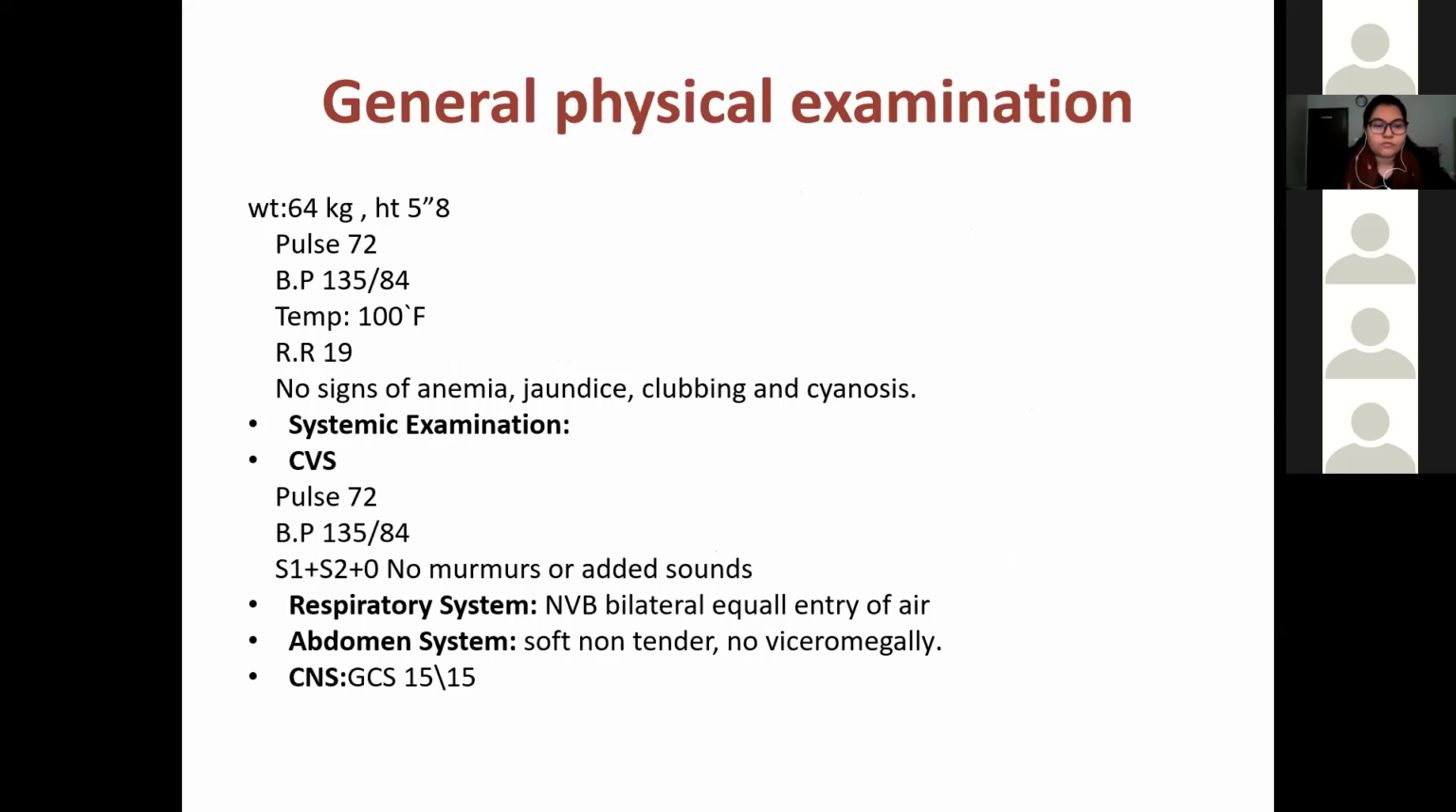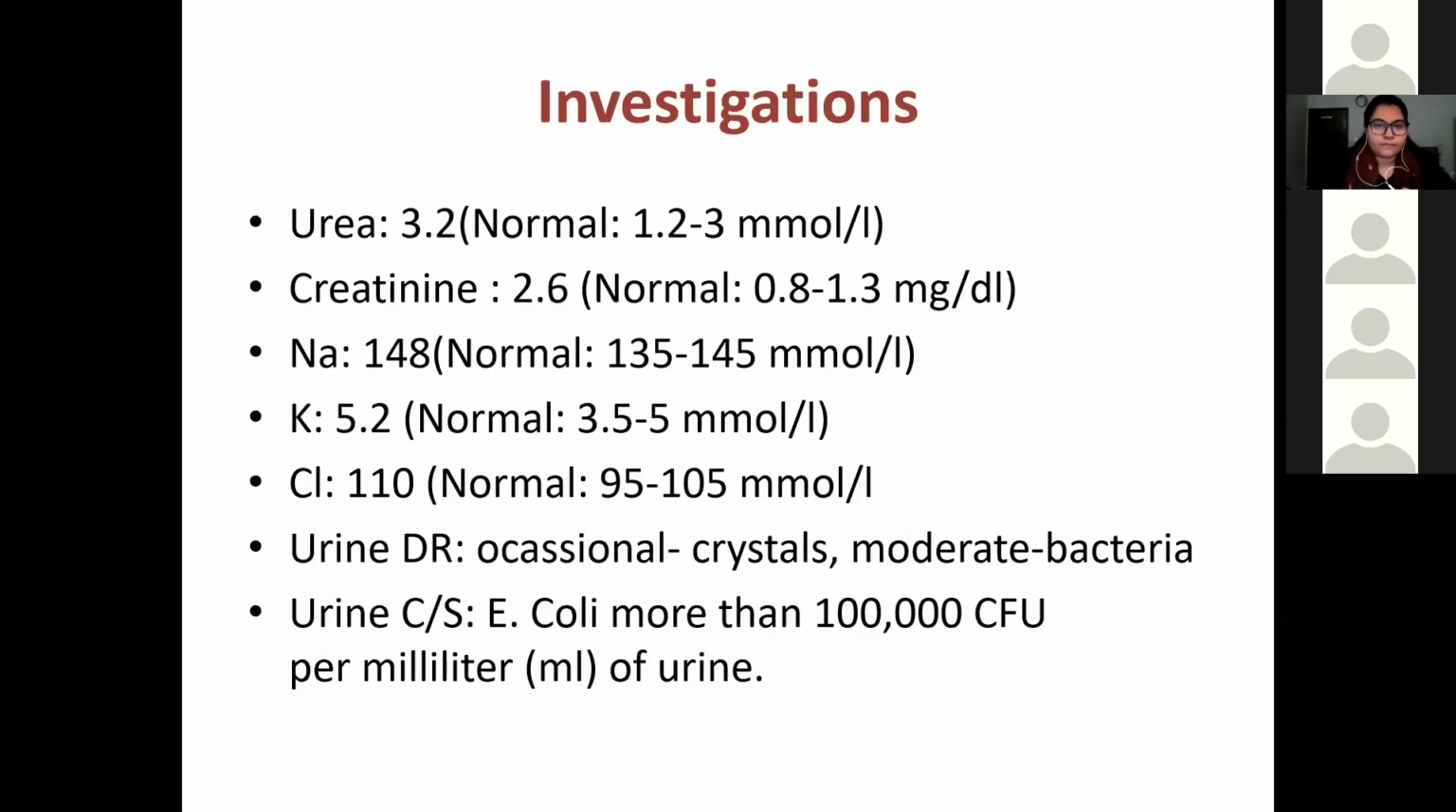His pulse was 72. BP was 135 by 84. There were no murmurs noted. Respiratory system was normal, abdominal system was normal, and GCS was 15 by 15. When we did the basic investigations, the urea was 3.2, which is a raised level. Creatinine was also increased, at 2.6. There was also hypernatremia, at 148, and hyperkalemia as well.